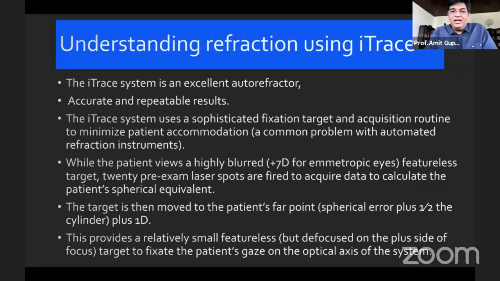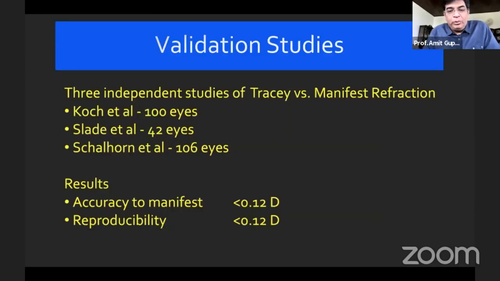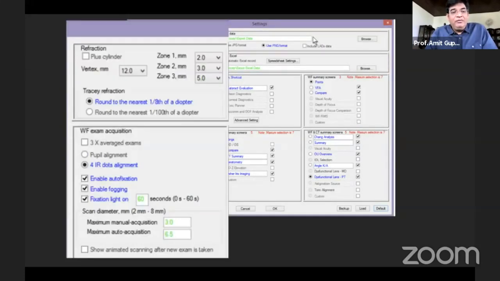To understand refraction using the iTrace, it uses a highly sophisticated system, and we have the ability to auto fog, fix the fixation of the patient, and relax the accommodation of the patient. They have shown in several studies that the correlation of the manifest refraction versus the iTrace refraction is very good, up to less than 0.12 diopters. As I was saying, in the settings we can have multiple zones in which we can study the refraction, which leads to the multizonal refraction analysis.